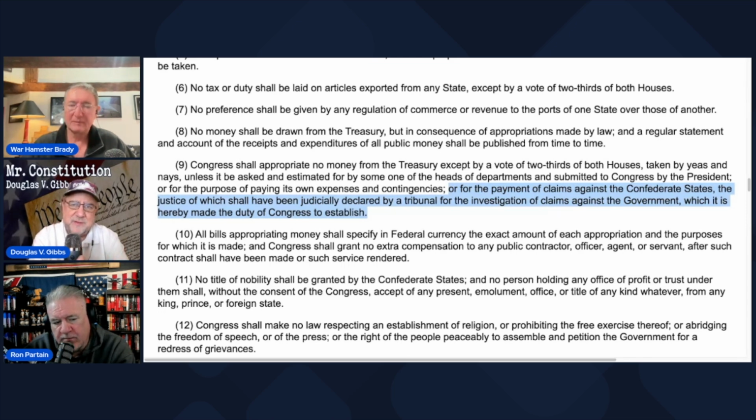Now that said, you need a supermajority to get something like this passed. That was their mindset. They didn't want to make it just a simple partisan issue. So if you like democracy, the United States does participate in democracy twice a year. It's called election day. Well, and then when it comes to this last part that he highlighted, the payment of claims against Confederate states, the justice of which shall be judicially declared by a tribunal for the investigation of claims against the government.